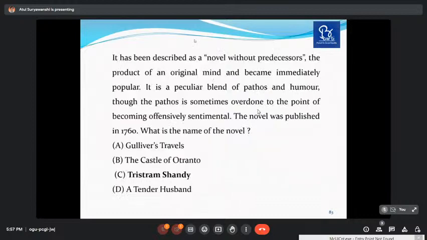The next question. It has been described as the novel without predecessors, the product of an original mind, and became immediately popular. It is a peculiar blend of pathos and humor, though the pathos is sometimes overdone to the point of becoming offensively sentimental. The novel was published in 1760. What is the name of the novel? The novel is Tristram Shandy, written by Laurence Sterne.